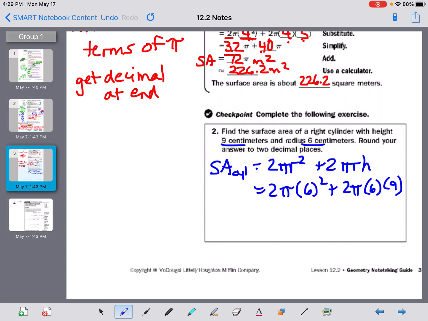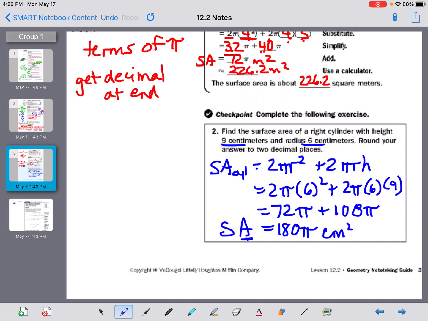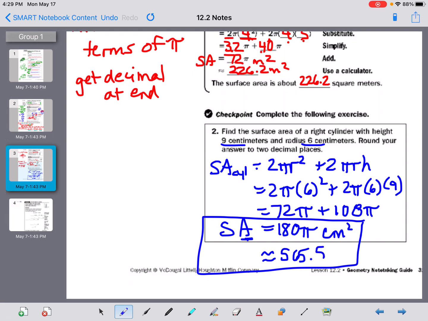6 squared is 36, times 2 is 72 pi. 6 times 9 is 54, doubled is 108 pi. And now because they're both pi, it's super easy. I can add those two, and I'm going to get 180 pi. And this is surface area. Anytime I deal with area, it's going to be centimeters squared. So there's my exact answer. I can go ahead and hit that on my calculator, and as a decimal, it's about 565.5 centimeters squared. Okay, write down the formula, plug through it.